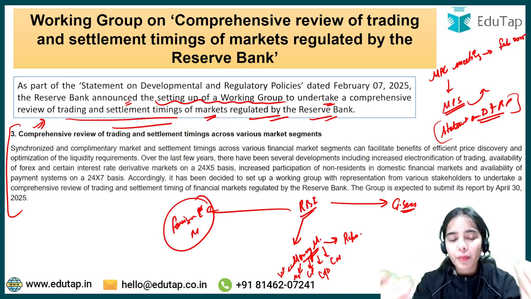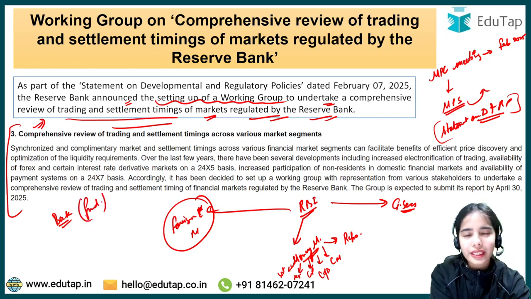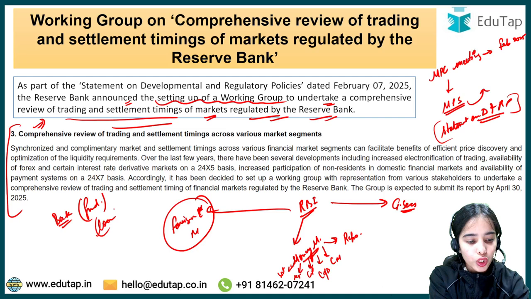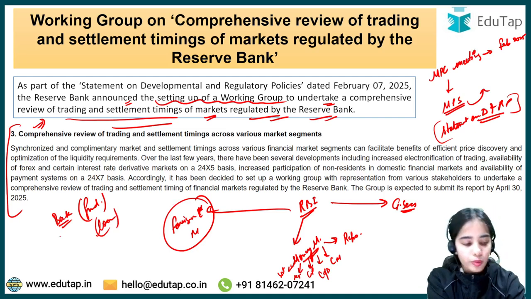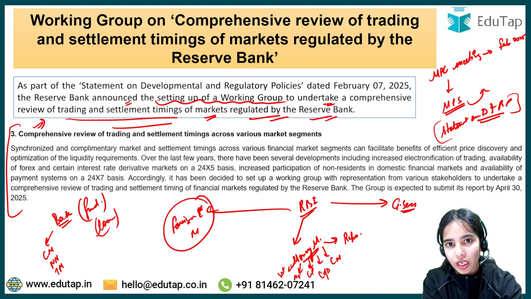Now what is the requirement to review the trading and settlement timing? Let's say that a bank wants to raise funds, wants to get money, or wants to take a loan. Now the bank has different options. There is call money, notice money, term money, through which the bank can take funds from other financial institutions or other banks.